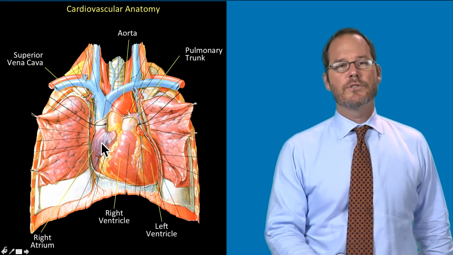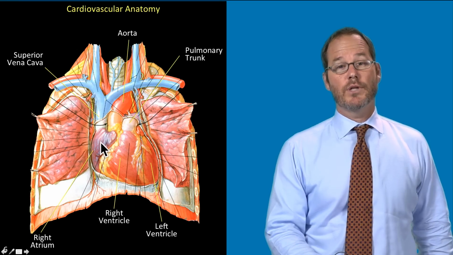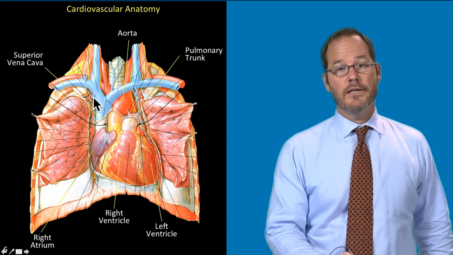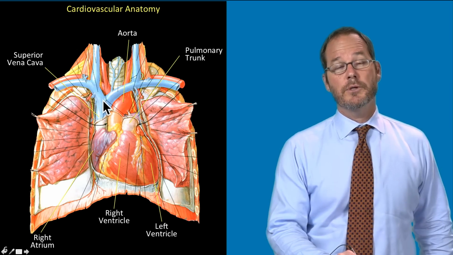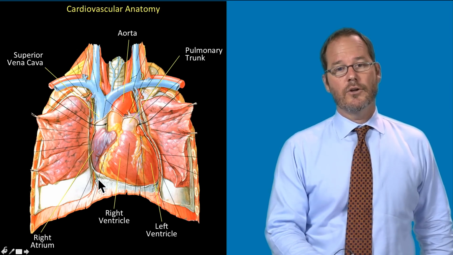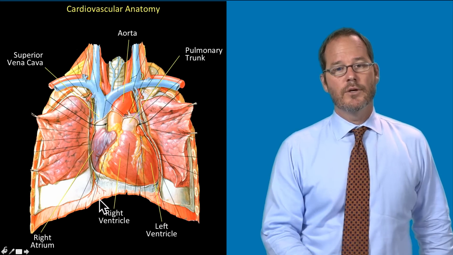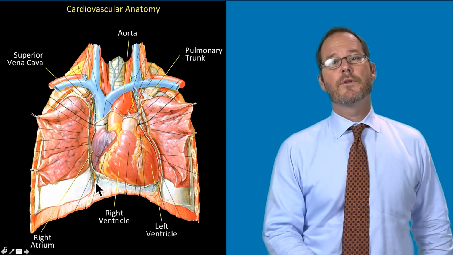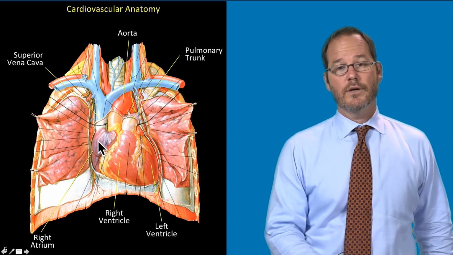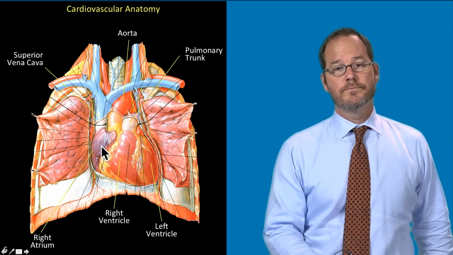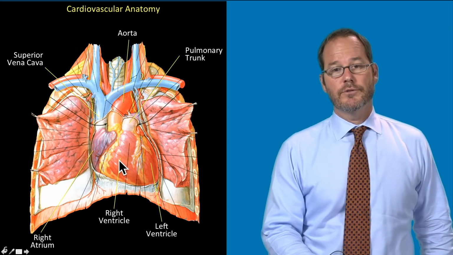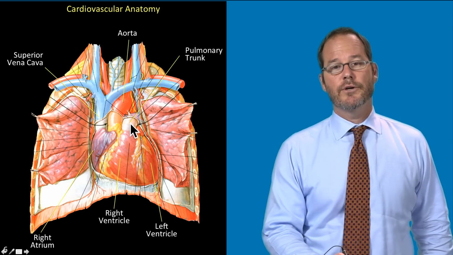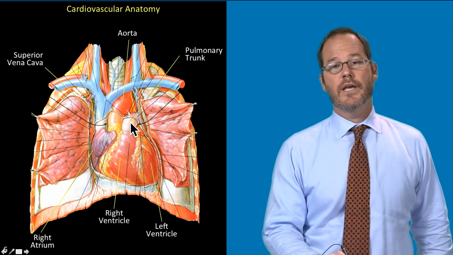And the right atrium is where all of the venous blood from the head and upper limbs, which comes from the superior vena cava, and also the inferior vena cava, which is actually behind the diaphragm, which delivers all of the blood coming from the lower limbs and the trunk, all goes into the right atrium. The blood then moves from the right atrium into the right ventricle, shown here, and is then pumped out the pulmonary trunk to the lungs for oxygenation.